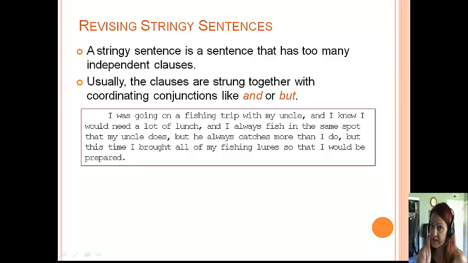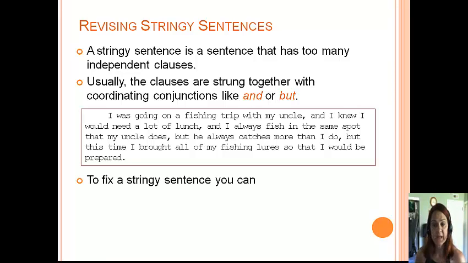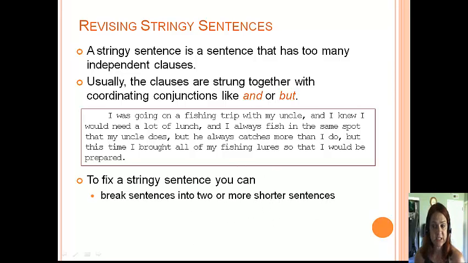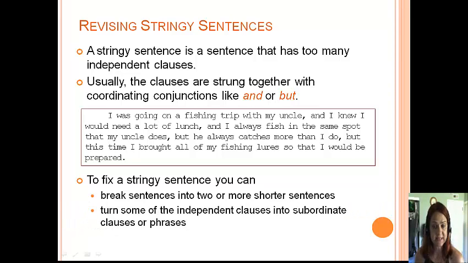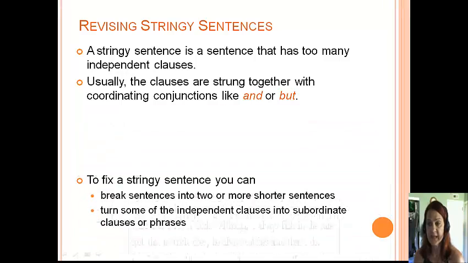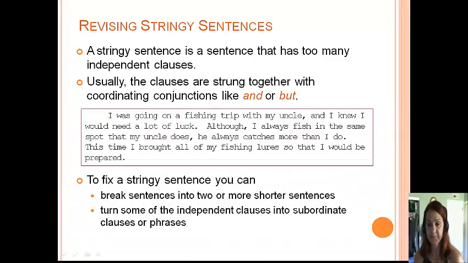A lot of you are guilty of this, so pay attention to this one. To fix stringy sentences, you can break the sentences into 2 or more shorter sentences, turn some of the independent clauses into subordinate clauses and phrases. So let's look at this as an example of how to fix it.